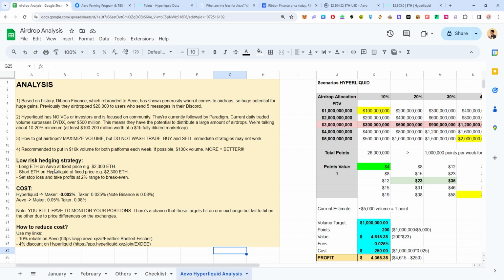And I'm going to show you how I execute them today. But I'll talk about it first. So the strategy here is very simple. Whatever you long on AEVO or Hyperliquid, you will short on the other platform.